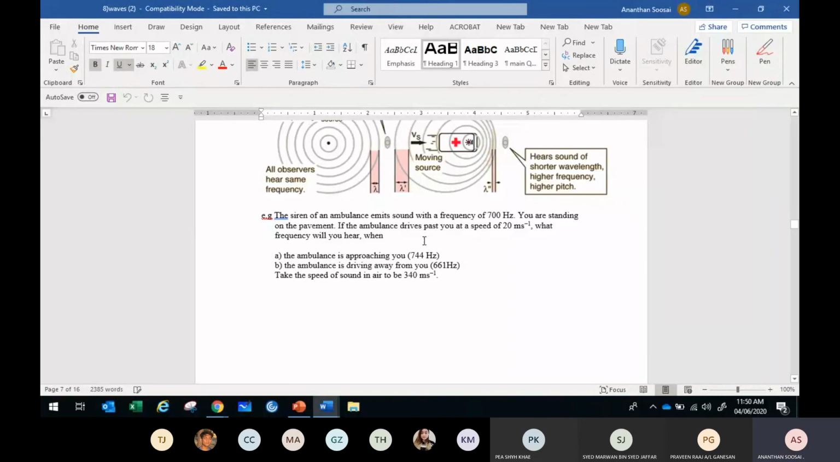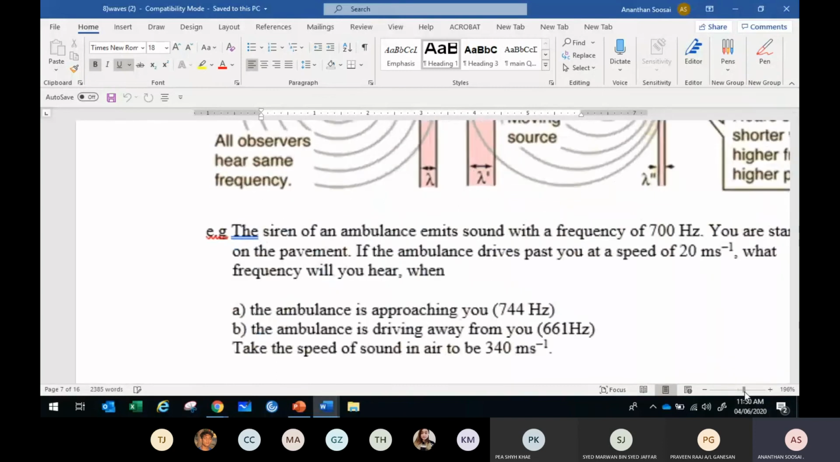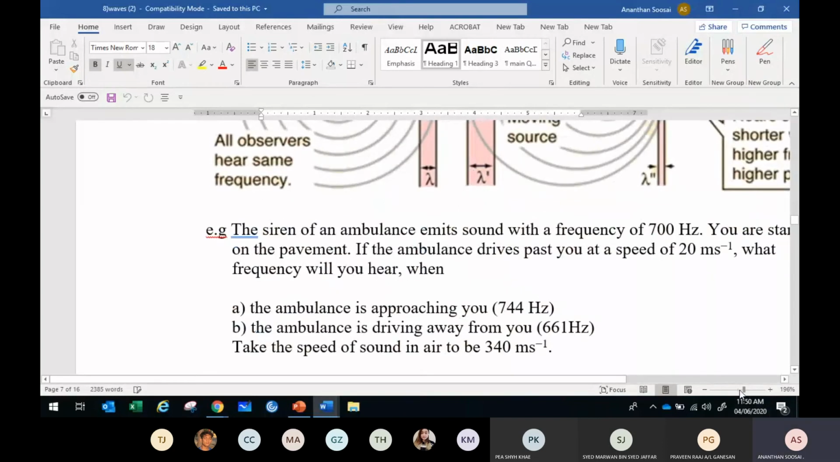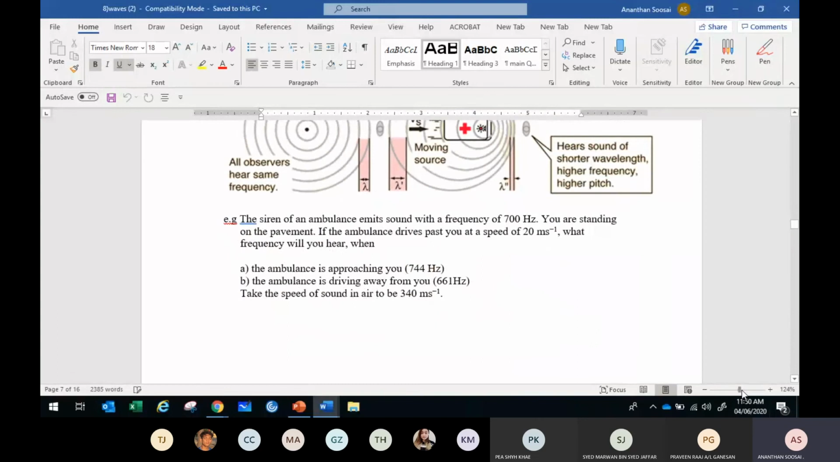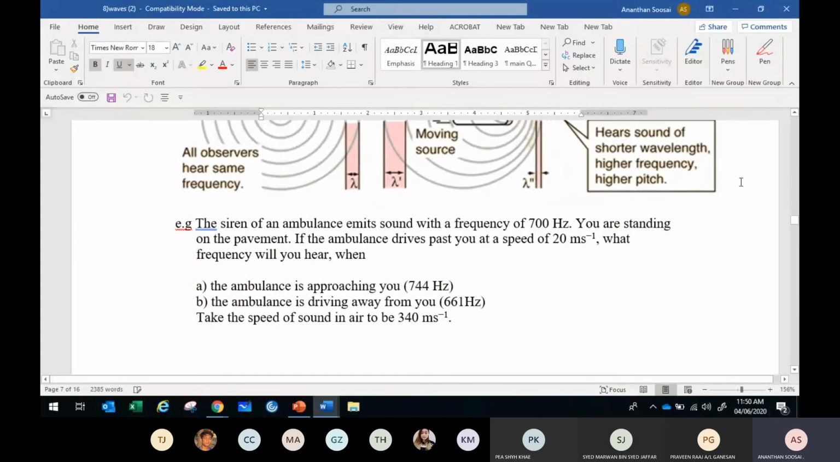The siren of an ambulance emits sound with a frequency of 700 Hz. You are standing on a pavement. If the ambulance drives past you at a speed of 20 meter per second, what frequency will you hear when the ambulance is approaching you?